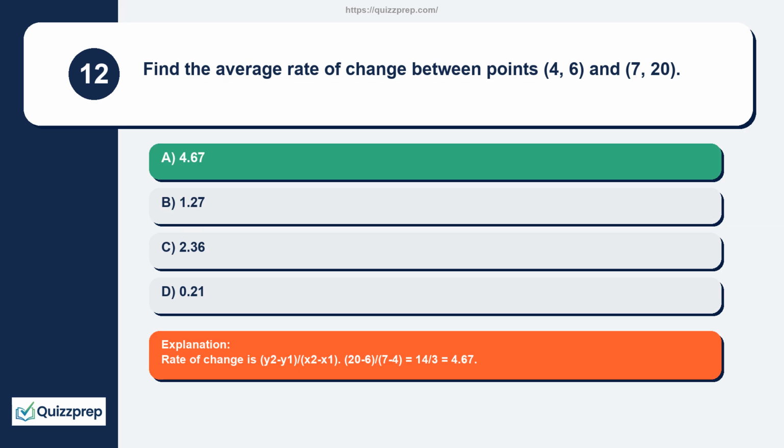Rate of change is (y2 - y1) / (x2 - x1). (20 - 6) / (7 - 4) equals 14 thirds equals 4.67.